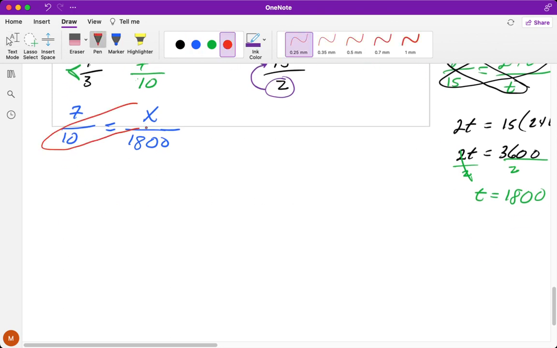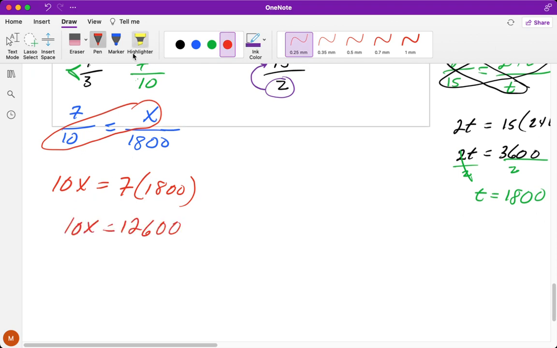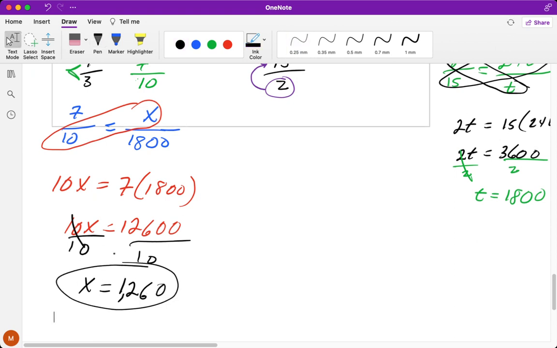We are going to cross multiply. So we get 10x is equal to 7 times 1,800. And 7 times 1,800 is going to give me 12,600. So 10x is equal to 12,600. Then we'll divide each side by 10 to isolate that number. And that is going to give me 1,260. So 1,260 tickets were sold for that first game. There are different ways you can go about doing this. That's not the only way, but that's just the way I thought was the most direct.